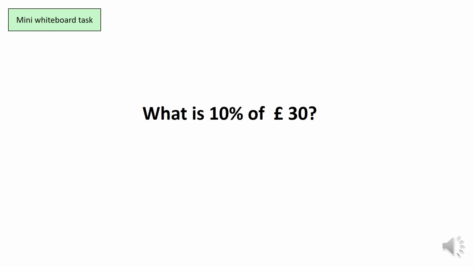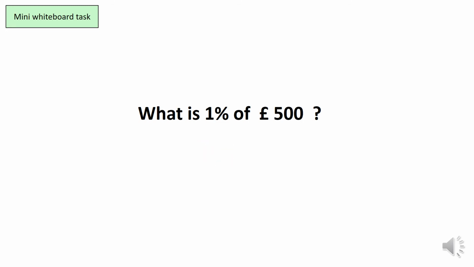Okay, can you please have a go on your mini whiteboard of calculating 10% of £30? Once you're finished, come back. Okay, the answer to this is £3. Can you please have a go at calculating 1% of £500, and once you're finished, please come back. Okay, welcome back. To find 1%, you divide by 100, and 500 divided by 100 is £5.